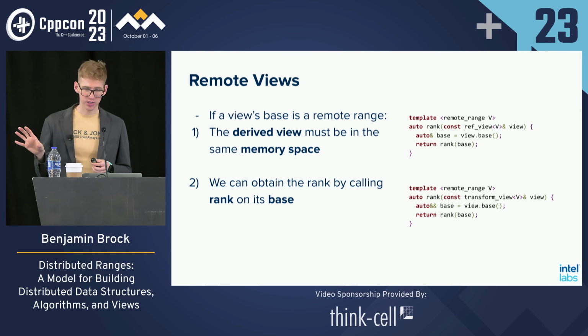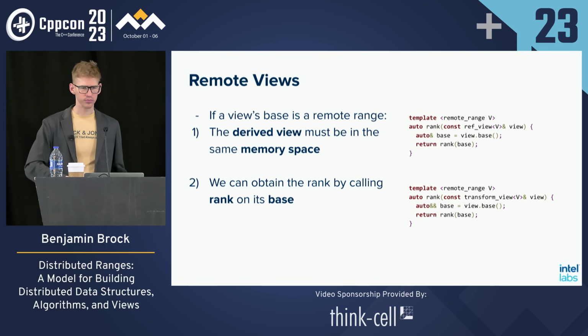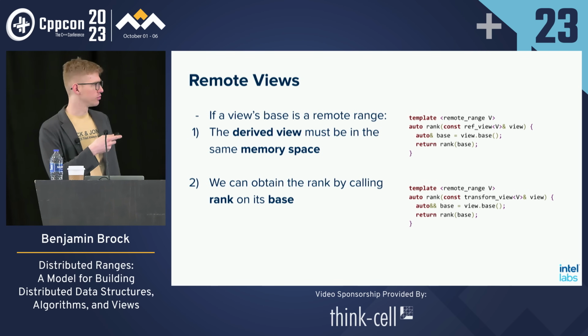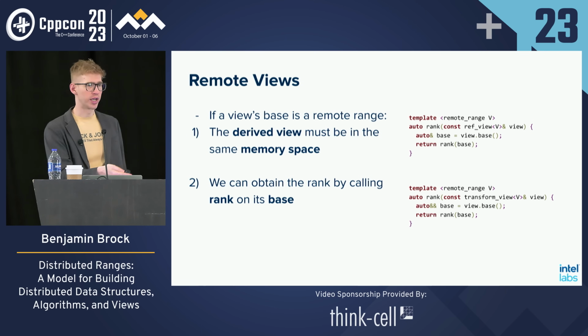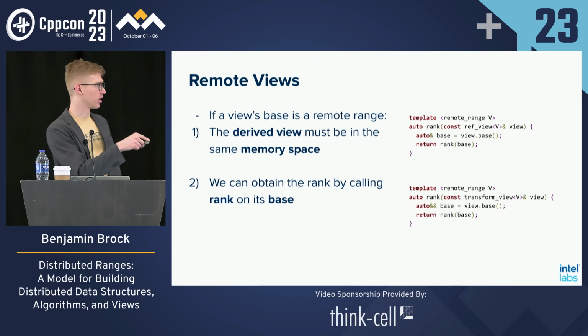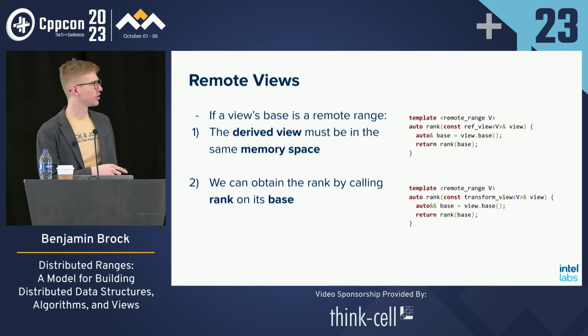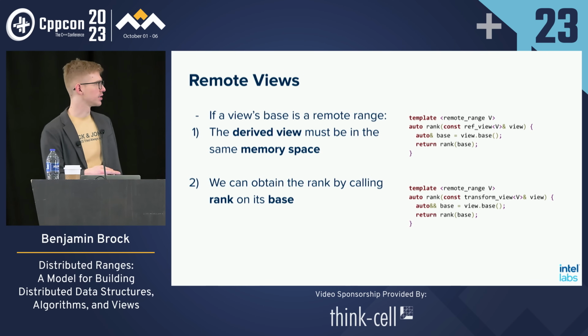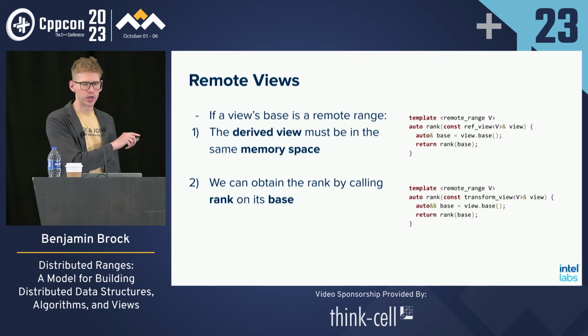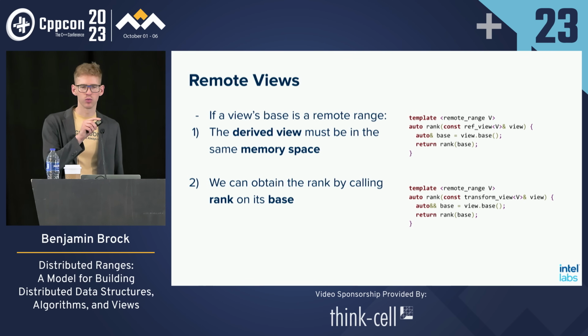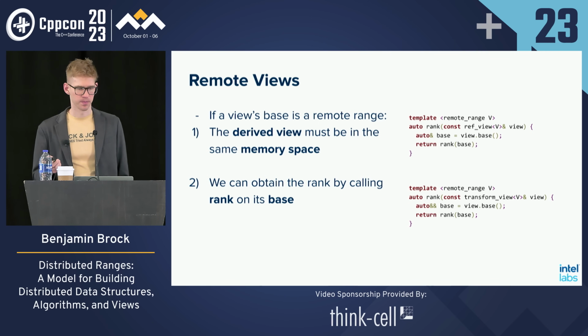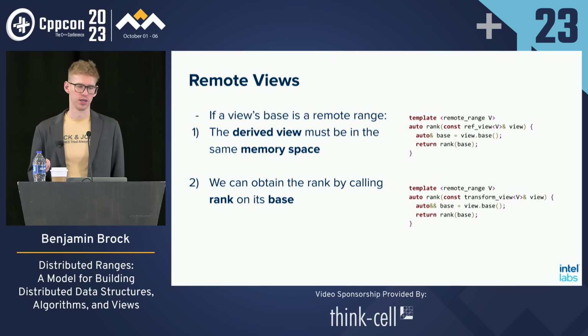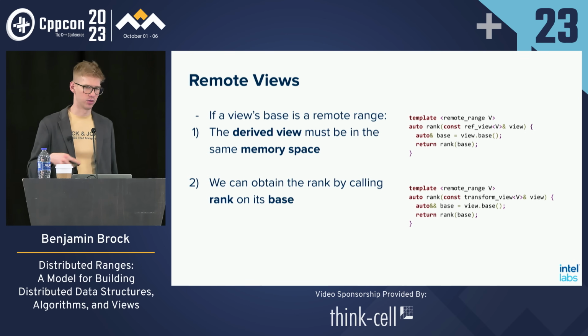It turns out that we can do this for many of the views. So if we have a view whose base view is a remote range, then we know that view has to be in the same rank as the base view. So right, if we have a ref view, which is a ref view of a remote vector, it's going to be on the same rank as the original remote vector. So what we can do is go and implement this rank customization point for any ref view where the base is a remote range, right? And then simply call rank on the base to go and get the rank where it's located.